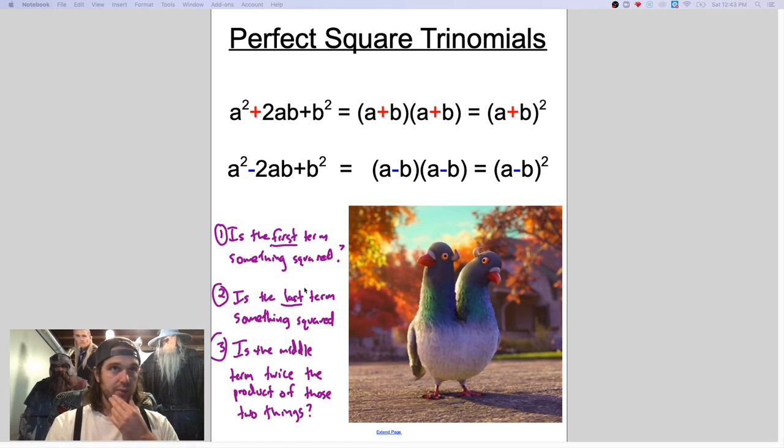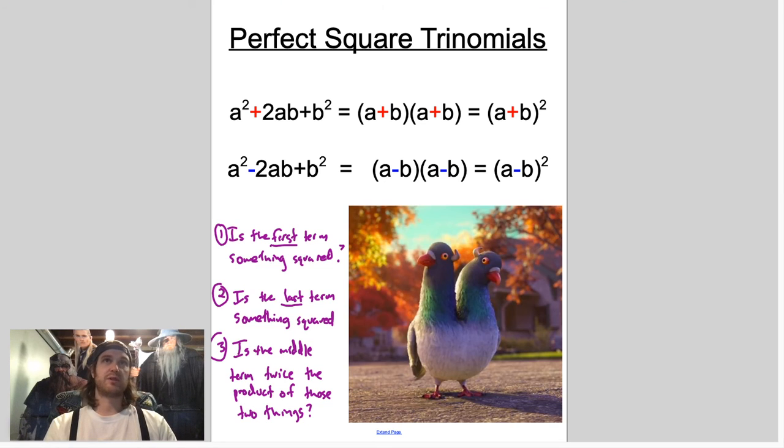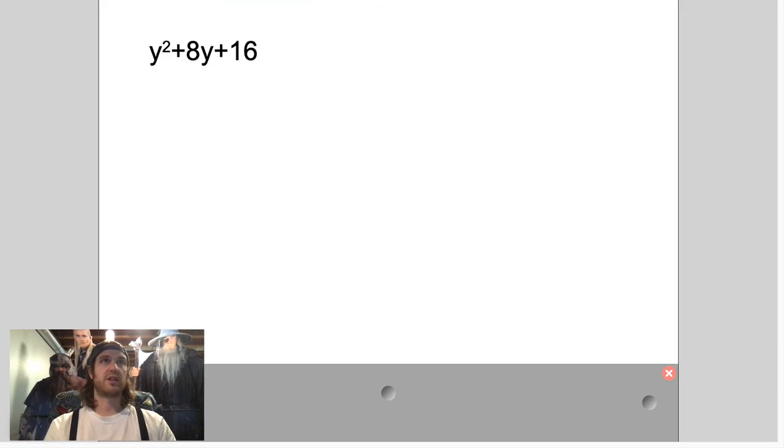So, is the first term something squared? We ask that question. Is the second term something squared? If the answer is yes, you move on. And is the middle term twice the product of those two things? If you can answer yes to all those, it's a perfect square trinomial, and you can move forward and factor. Step 0, remember, is always to check for a GCF. So let's go ahead and see some examples of how we factor this and what it's going to look like.